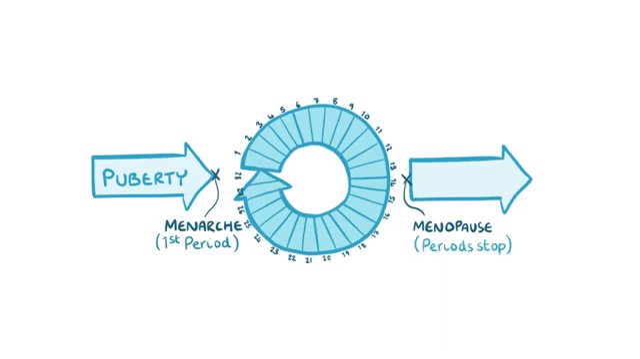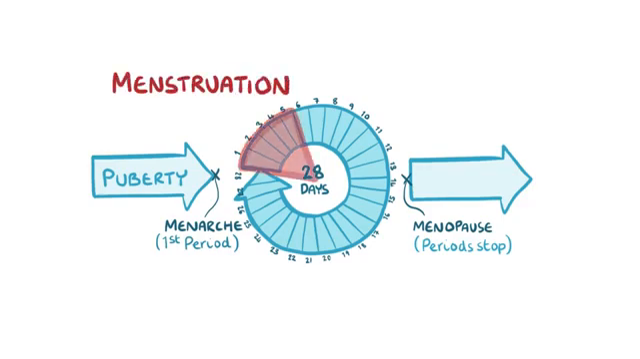The monthly menstrual cycle can vary in duration from 20 to 35 days, with an average of 28 days. Each menstrual cycle begins on the first day of menstruation, and this is usually referred to as day 1 of the cycle. Ovulation, or the release of the oocyte from the ovary, usually occurs 14 days before the first day of menstruation. In other words, 14 days before the next cycle begins.